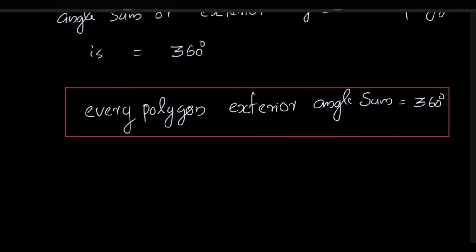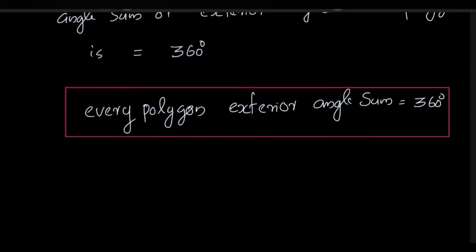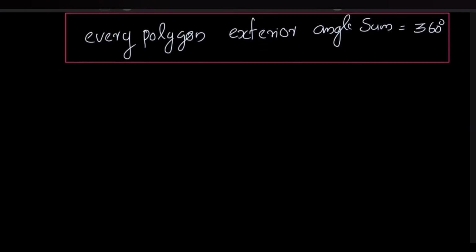That is the important point we have to understand. In the case of every polygon, it does not matter how many sides it has. Every polygon's exterior angle sum is equal to 360 degrees.